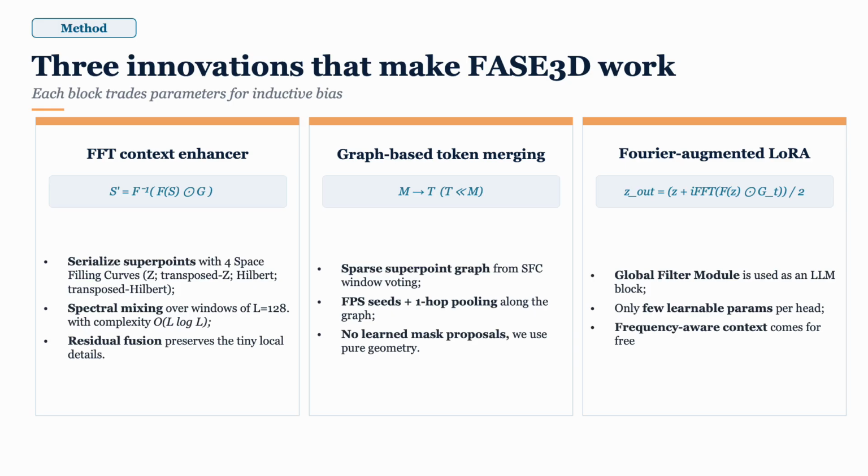Third, Fourier LoRA. Every LLM block gets a tiny Fourier filter, only a few learnable parameters per head. Basically free, but the LLM now sees frequency context, not just local context.